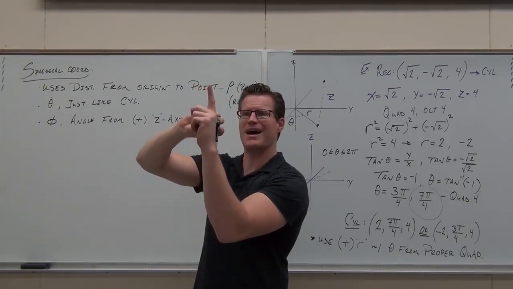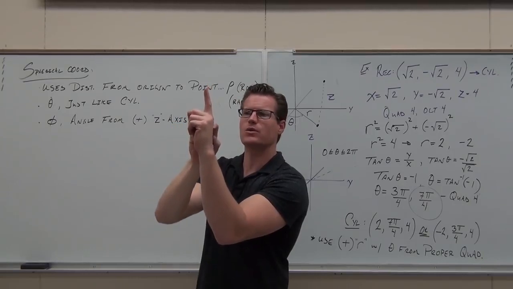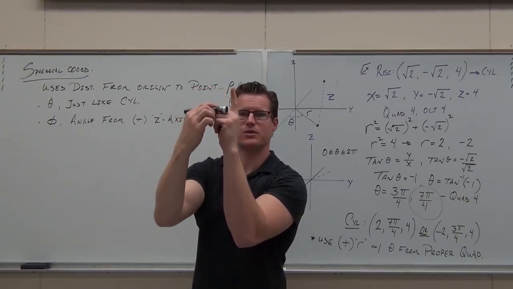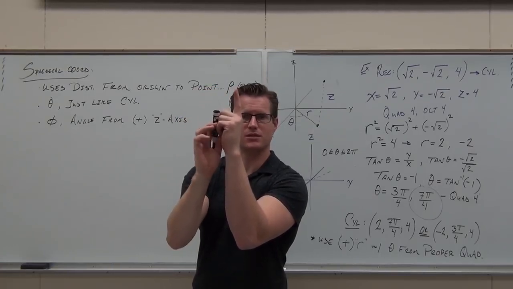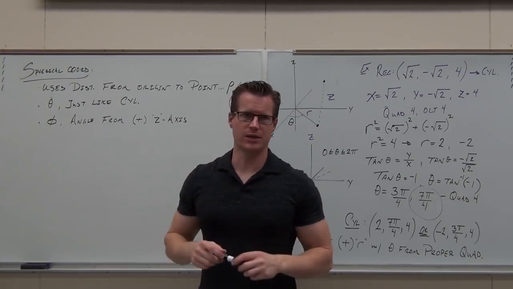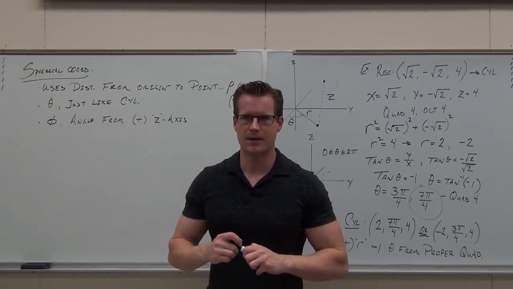As soon as I get to pi, I can't go any further, because if I go further than pi, I'd be able to measure it from this way. Does that make sense to you? So it's from positive z, no matter where you're at. So this phi is always between 0 and pi. It does not go past pi.